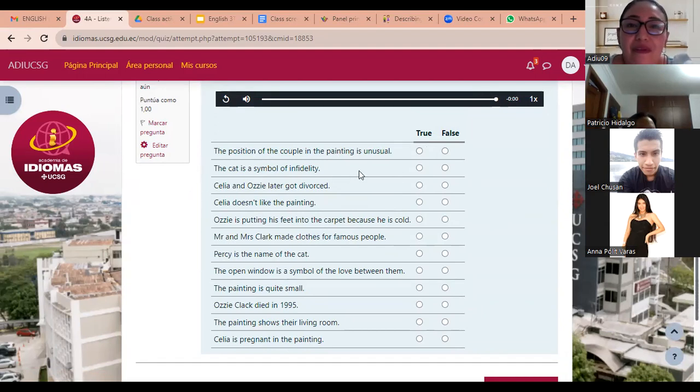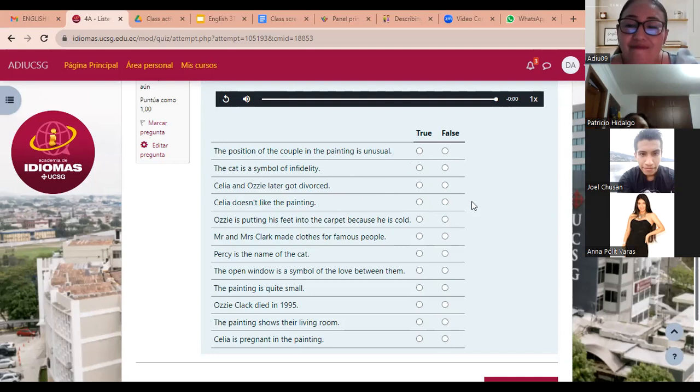The cat is a symbol of infidelity. According to the artist, it's true. That's true, right? He said that that is a symbol of infidelity. And actually they divorced. So I don't know. We don't know what happened. Celia and Ozzie later got divorced. They have a cat there. True. Yeah. Okay.